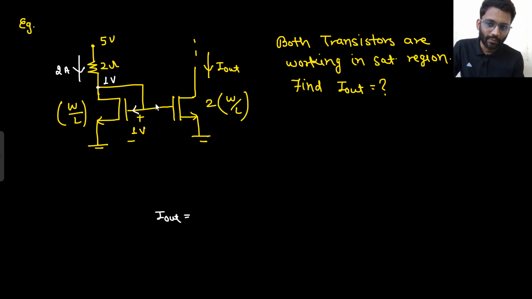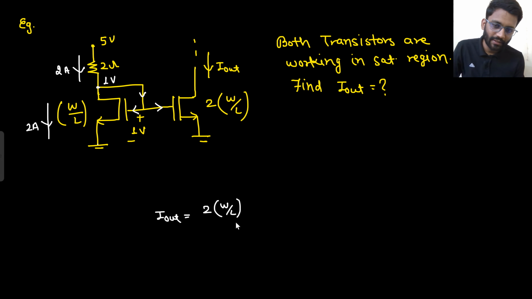Now is there any current here? No. 0 ampere current here, 0 ampere current here. So the complete 2 ampere current is flowing through this transistor. So in the transistor, if 2 ampere current is there, what will be the current here? That would be 2 into W by L of this transistor divided by W by L into 2 ampere. So I out would be 4 ampere. That's it.